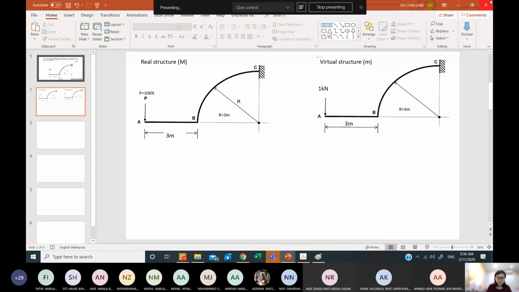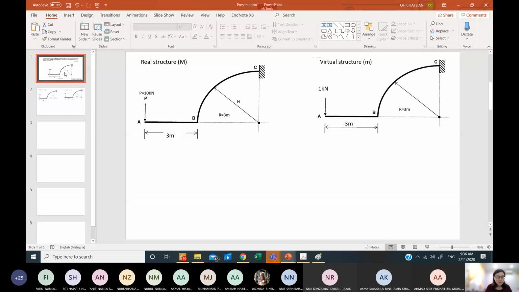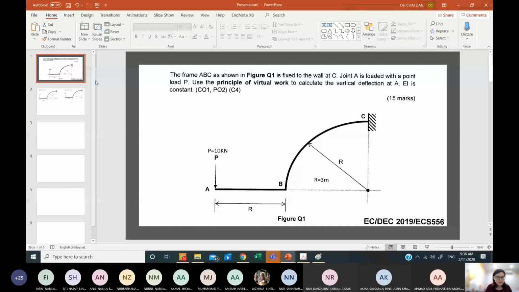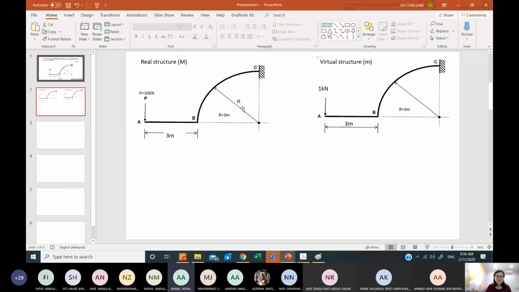Can I use my pen now? Do you see my screen on this example arch? Yes, madam. So now we are going to cut 2 sections. One is in between AB and another one is BC.